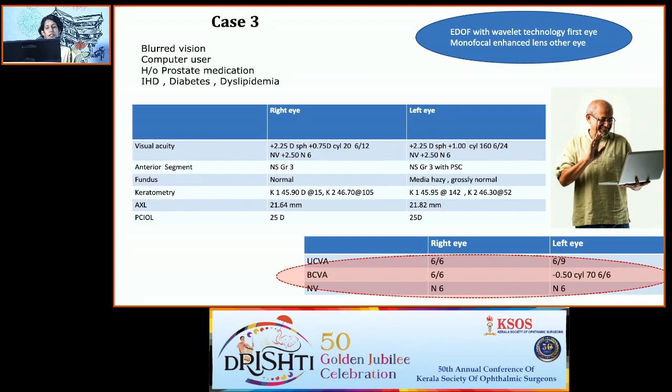But unfortunately, he was very upset with the dysphotopsia. Every time he came for follow up, he would tell us he sees a lot of rings, and he was unhappy, though the visual acuity on our Snellen's chart was showing N6 and 6/6. So, despite counseling, for the second eye the patient wanted to go for a conventional IOL, and he underwent a monofocal enhanced lens, and now he's happy with the postoperative outcome.